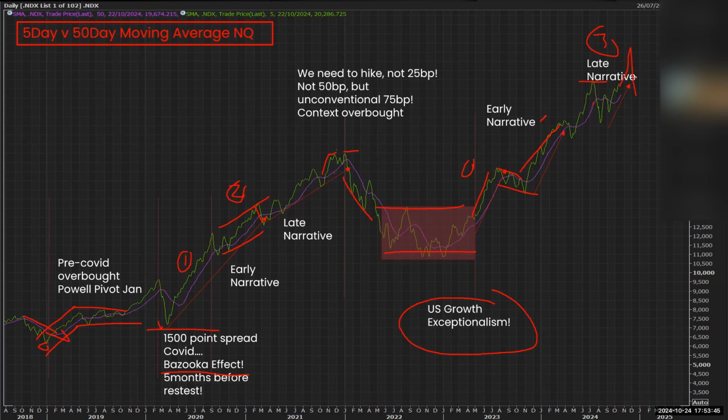It's late cycle. It's late narrative. It's going to end. Okay. Because cycles can continue for a long, long period of time. The point is I don't want to be aggressively buying it up here because the trend is very, very mature and the probability of a trend ending is much higher.